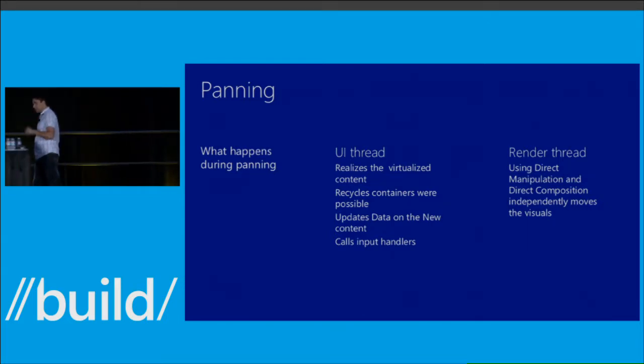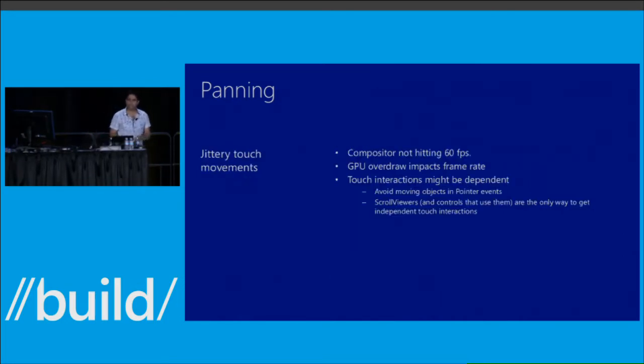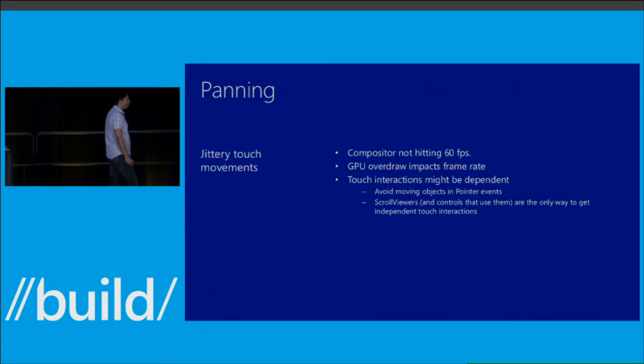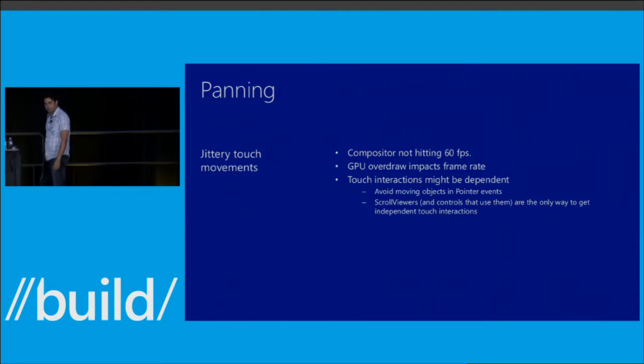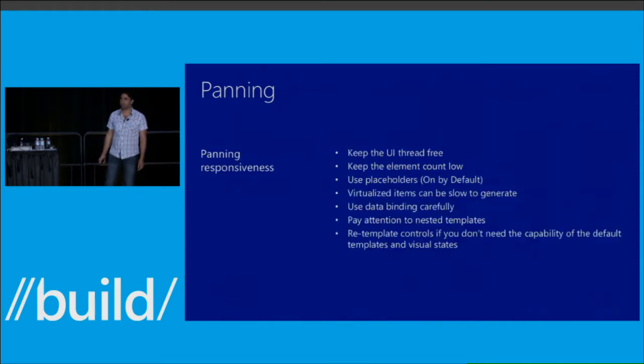So with these things, let's now walk back and see what guidance we have to improve your panning. Very simple. If you're seeing your rectangle is not moving at the pace you really want, what is happening? Your render thread is not able to keep up. GPU overdraw is your problem. So try to avoid the GPU overdraw there also.